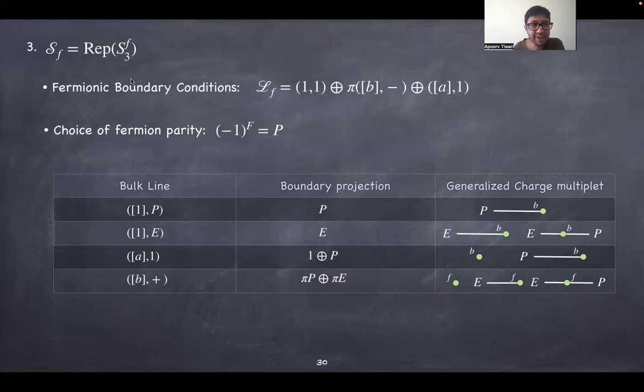And finally, for the Rep S3 F symmetry on the boundary, we use this Lagrangian algebra. Let's consider the case where the fermion parity is generated by P. The boundary projections of these lines is listed here. And using similar compatibility conditions, one gets these multiplets of operators. So the P operator becomes a P-twisted sector boson. E becomes an E-twisted sector boson, or a boson that implements a local operator between the E and P lines. And similarly, the A and B lines in the bulk become these operators here, depicted here.